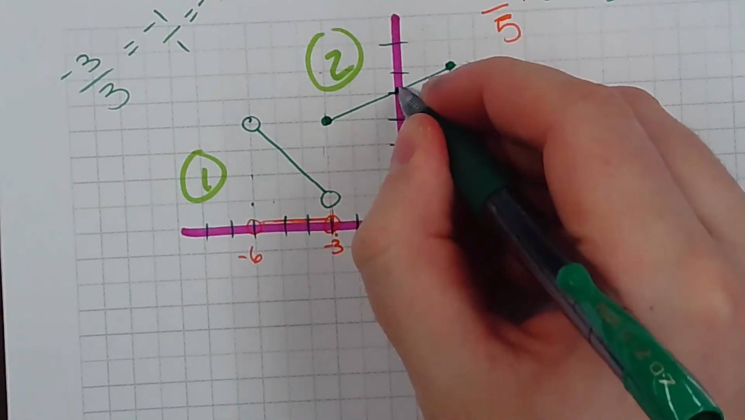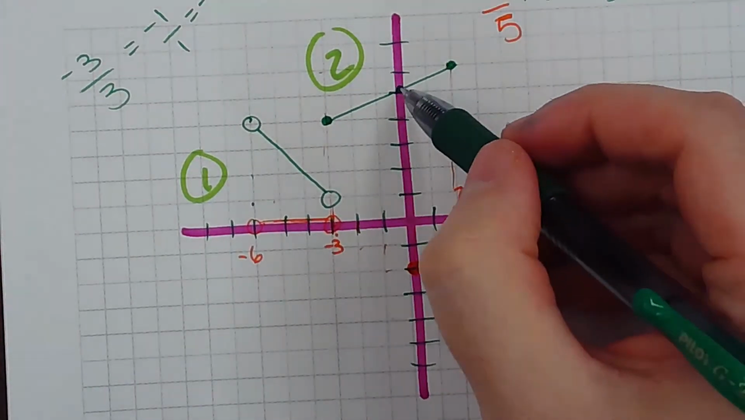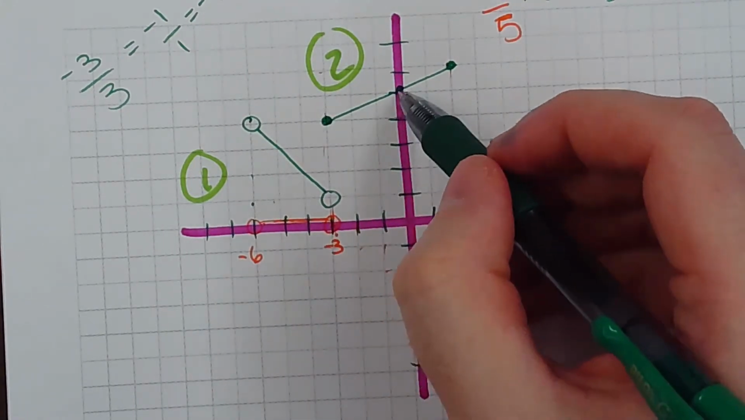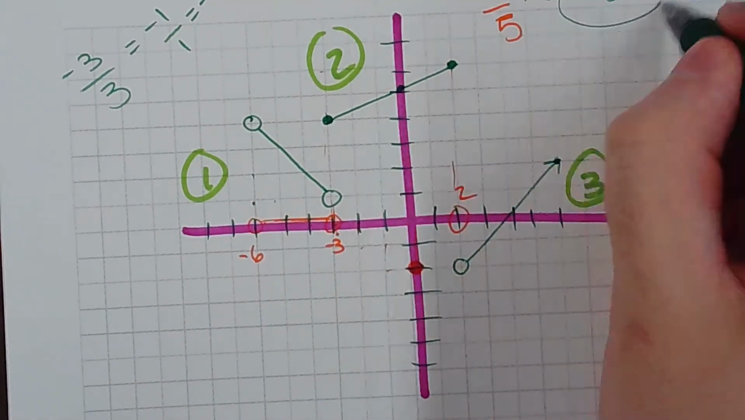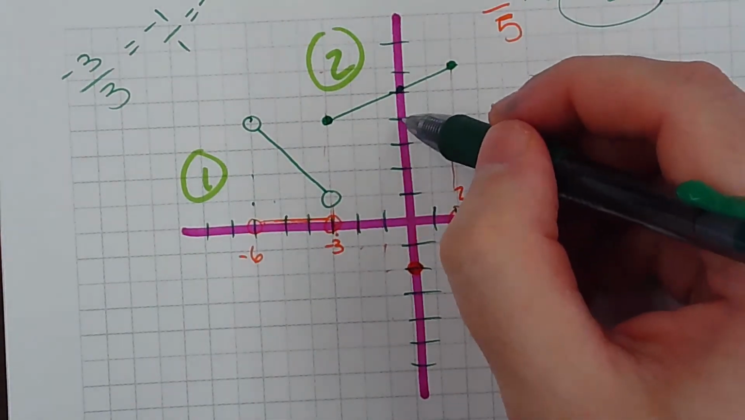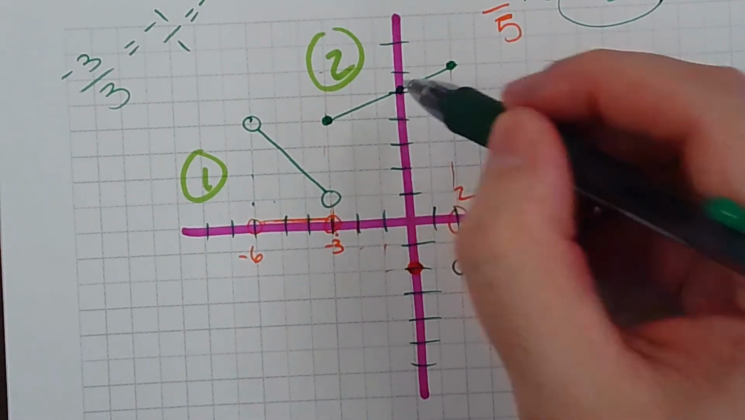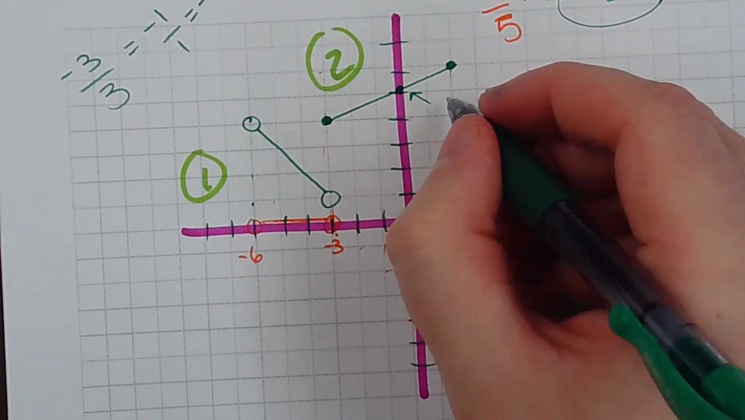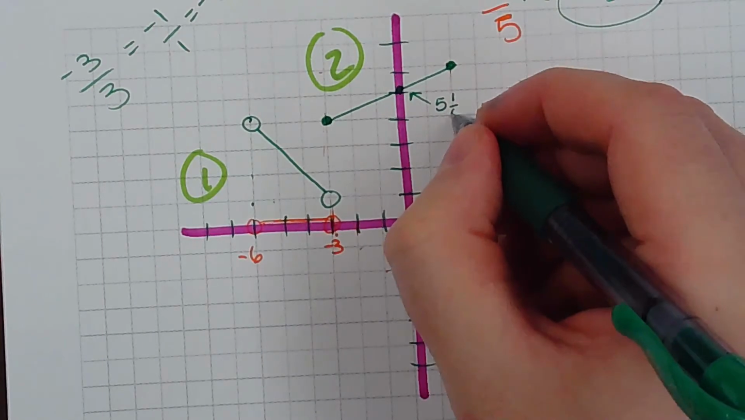So it turns out this is just a little bit above that mark, because 6/5 is a little bit more than 1. So from here to here is a little bit more than 1. In fact, it's 6/5 more. So really we're talking about 1, 2, 3, 4, 5, and an extra 1/5. So that point right there is at 5 and 1/5.